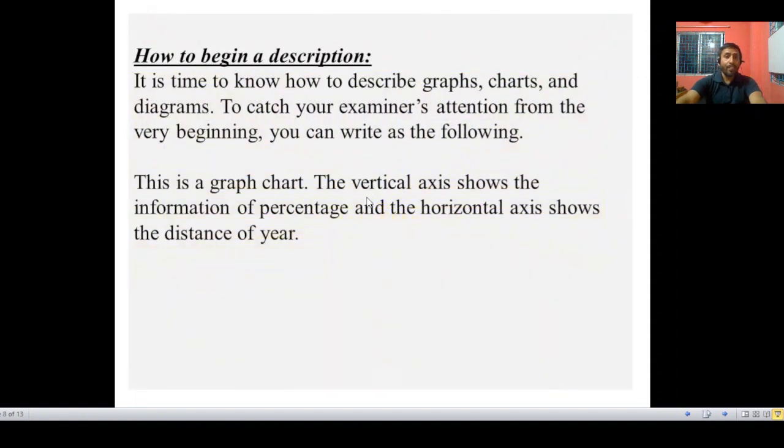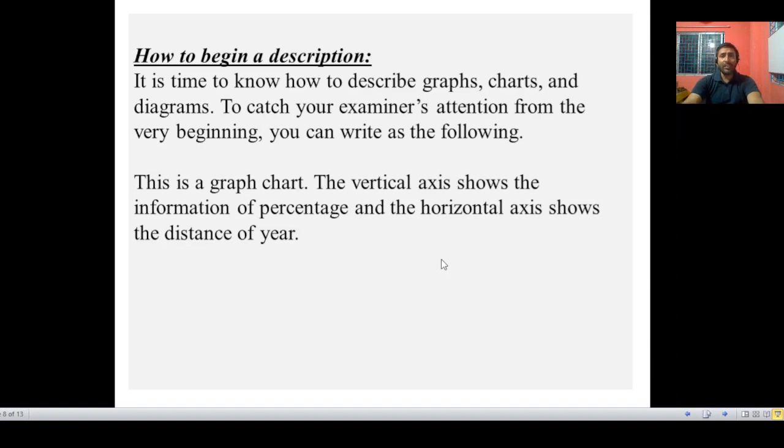And it is all about a line chart. And next we have to know about how to begin a description about a chart, how to describe a chart, and then how to begin a description about a chart. And it is time to know how to describe graphs, charts, and diagrams.